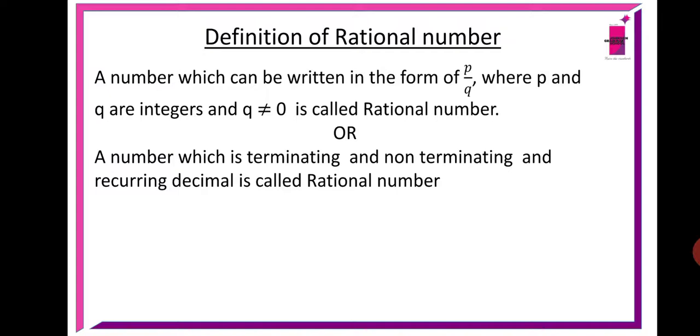Now, we will revise what you have learned in grade 9 regarding number system. Definition of rational number: a number which can be written in the form of p by q, where p and q are integers and q is not equal to 0 is called a rational number. Or a number which is a terminating, or non-terminating and recurring decimal is called a rational number.